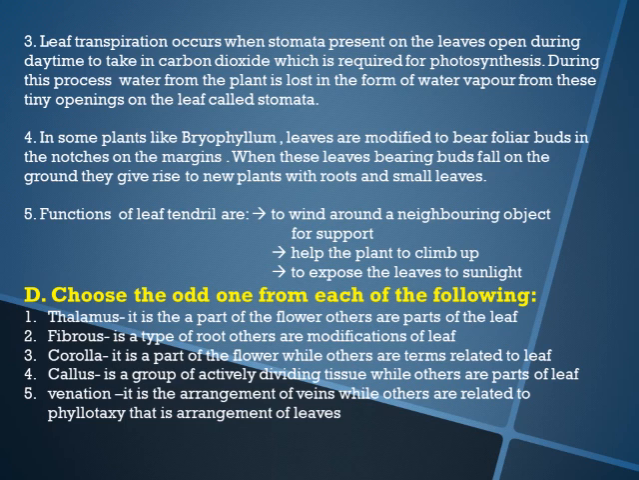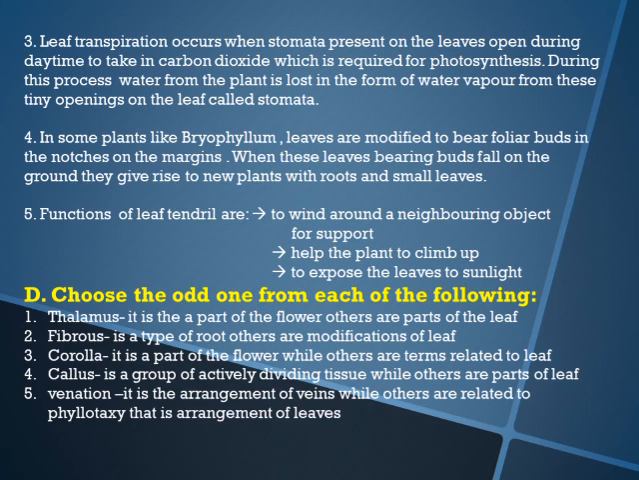Choose the odd one out. Thalamus is the odd one out of petiole, thalamus, leaf plate, lamina and veinlets. Thalamus is the part of the flower. Thalamus is not present in a leaf, but others are parts of the leaf. Fibrous is a type of root, whereas others are modifications of leaf. Next one, corolla is a part of the flower, while others are terms related to leaf.